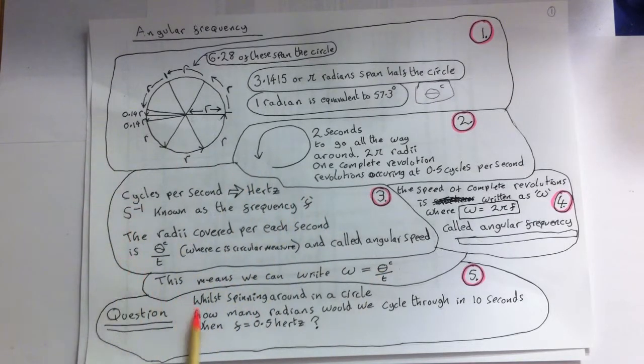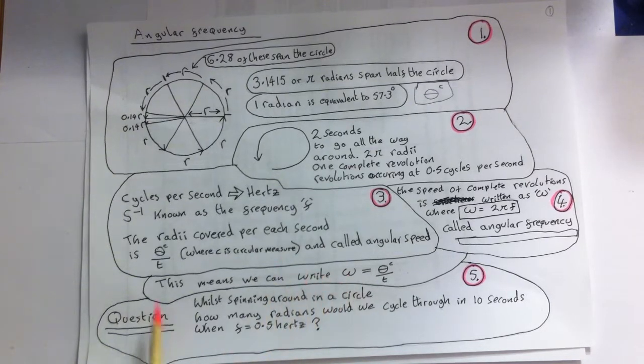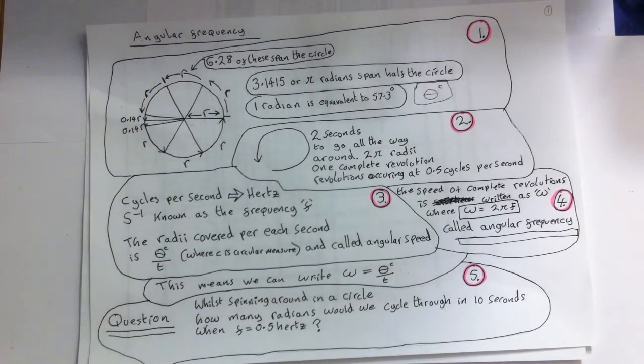Right, here's a question. How many radians would we sweep through in 10 seconds when the frequency is 0.5 hertz? Have a think about that for a minute, see if you can work that one out. Maybe pause it.